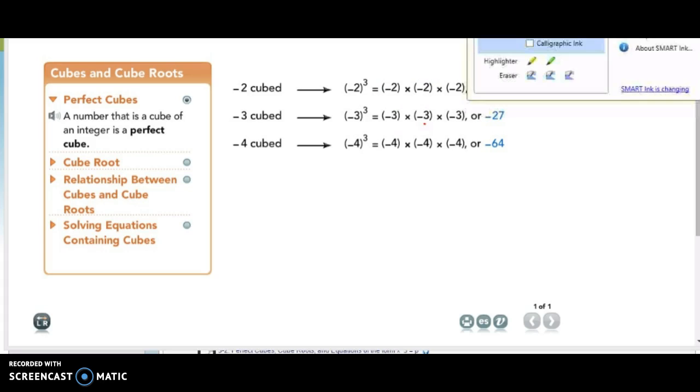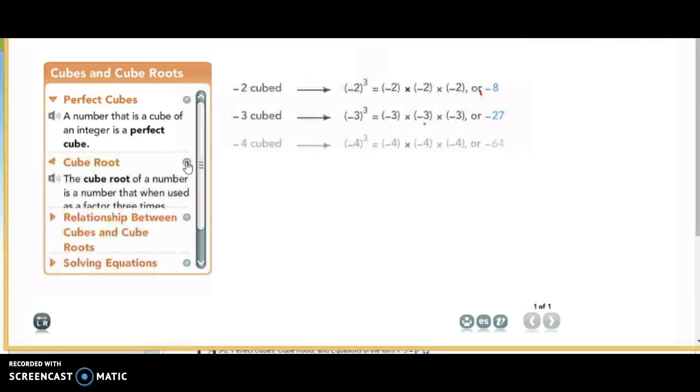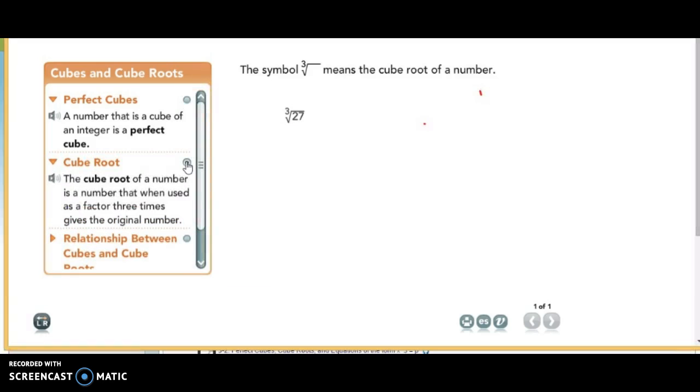Okay, so let's look at what a cube root is. Same type of thing as a square root. It is the number that, when it is used as a factor 3 times, goes back to our original number. So the cube root of 27 means 3, because 3 times 3 times 3 is going to equal 27.